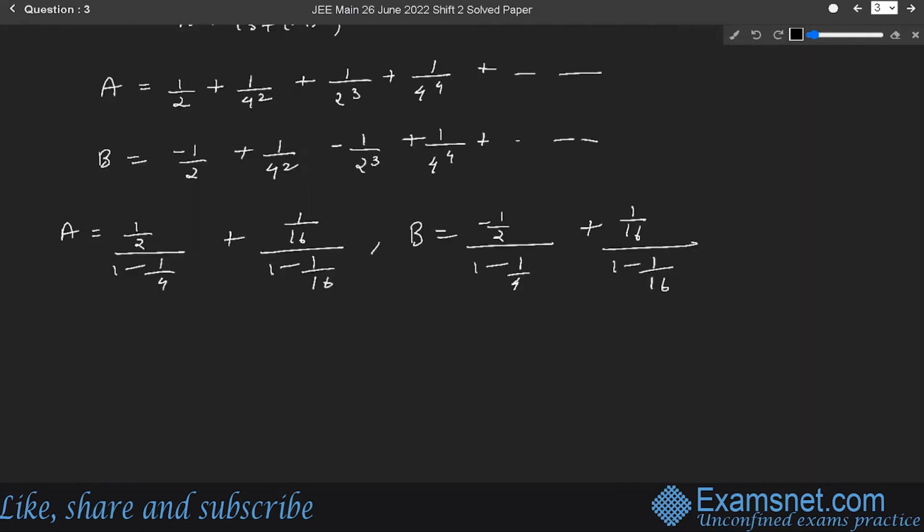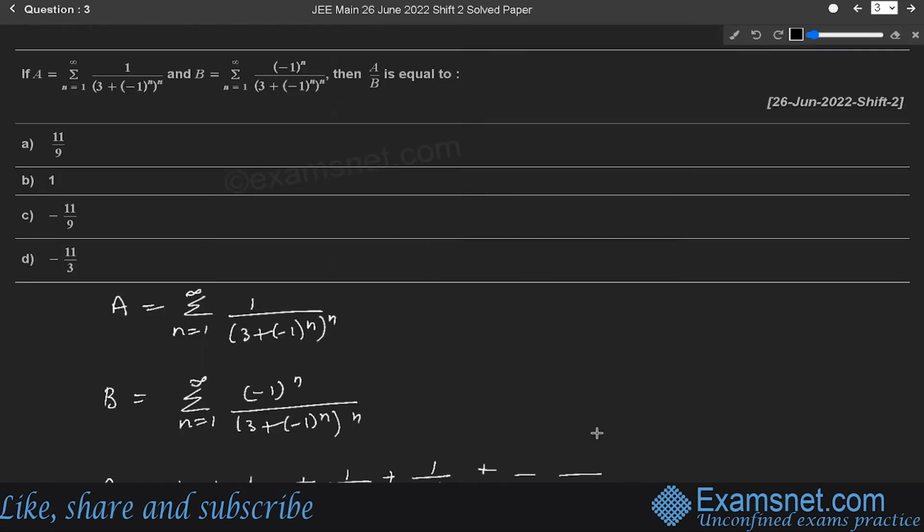So A will be equal to 11 upon 15 and B will be equal to minus 9 upon 15. Therefore, we can say that A upon B will be equal to minus 11 by 9. Hence, the correct option for this question is option C, minus 11 upon 9.